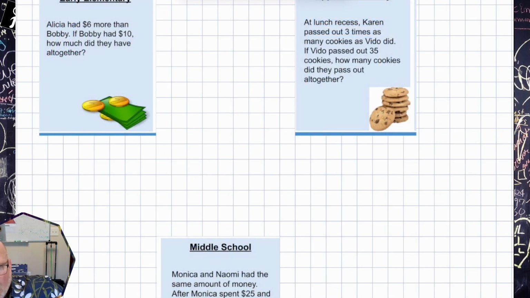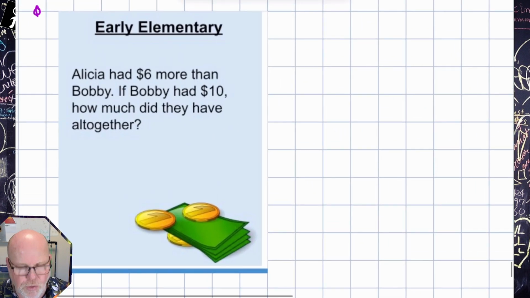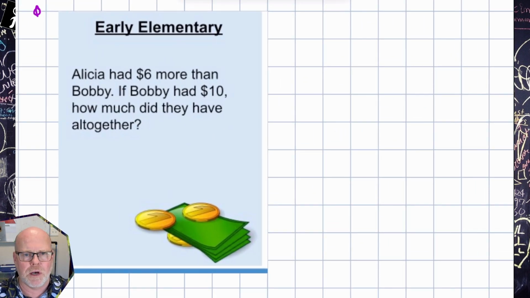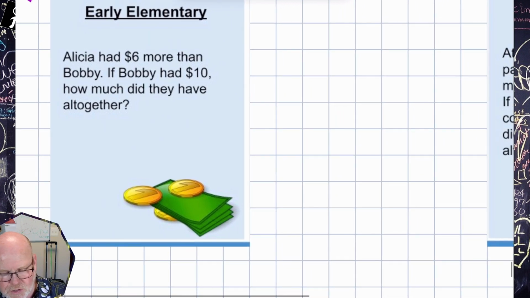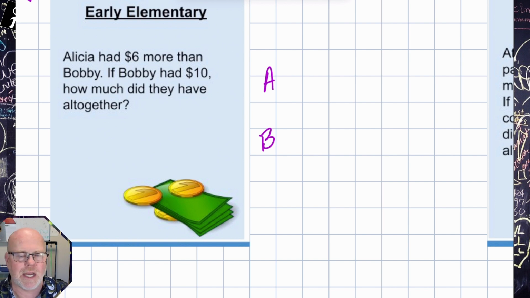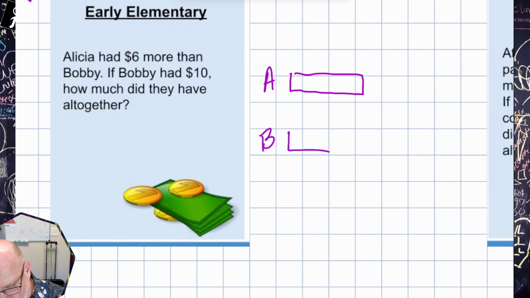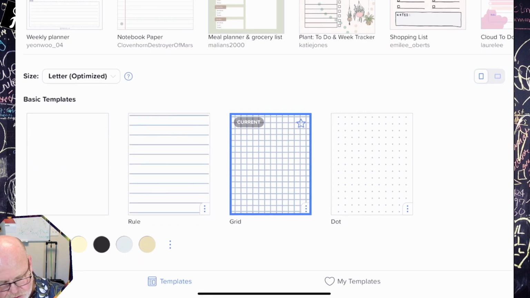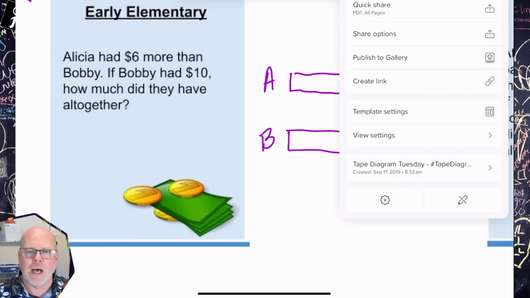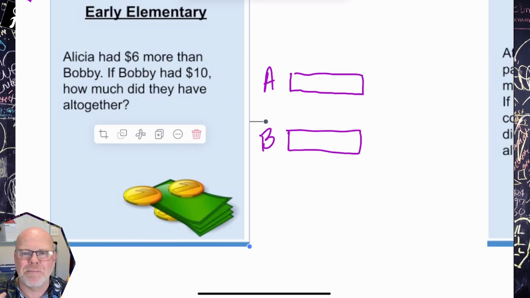All right, so on this, we've got the early elementary. Alicia had $6 more than Bobby. If Bobby had $10, how much did they have? So I always start with Alicia and Bobby. I'm going to think about the characters, and I often, although not every time, start with giving them each the exact same bar.